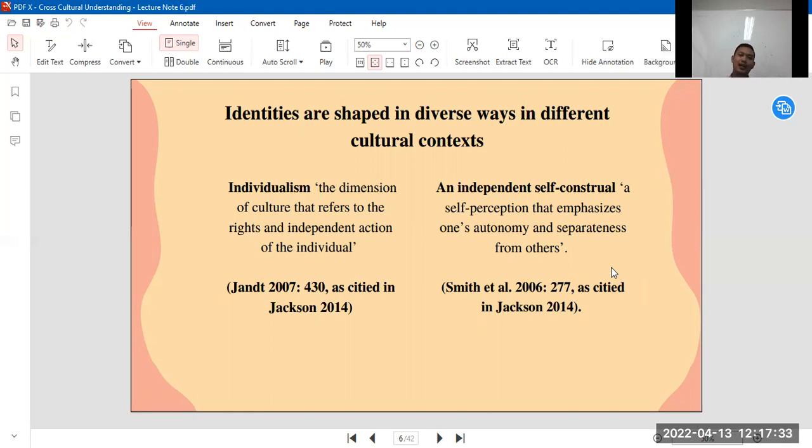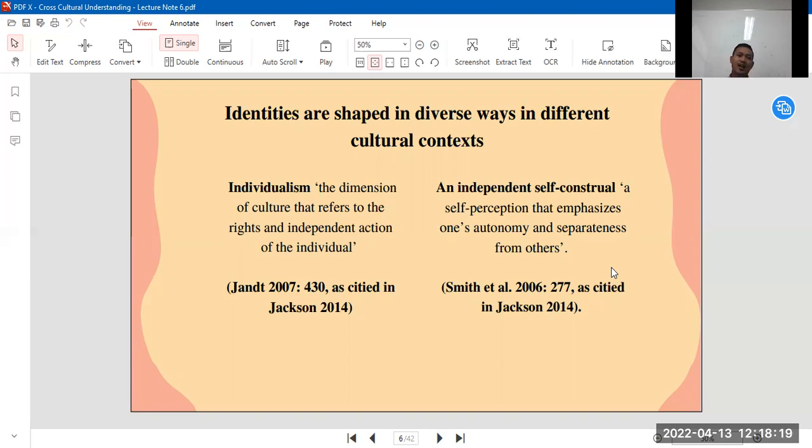We can say our linguistic and cultural backgrounds also can influence how we use a language and how we behave. In some contexts, individualism, as Jane here explains, young children or people are encouraged to develop a strong sense of self. Here, individualism is the dimension of culture that refers to the rights and independent actions of the individual.